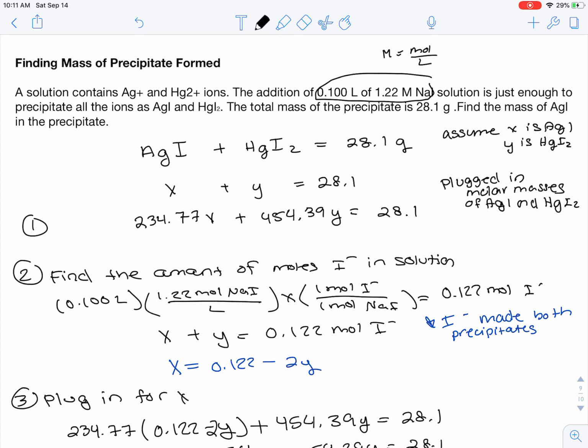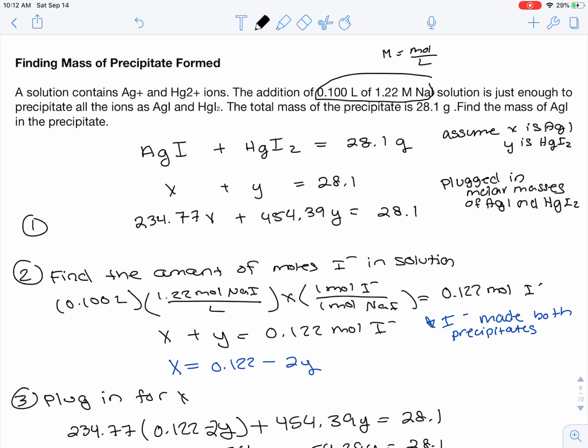So you're given that you have a total mass of 28.1, that is the total precipitate, and 2 precipitates formed, silver iodide and mercury 2 iodide. They formed because a solution that had these ions in them added 0.1 liters of 1.22 molar sodium iodide. So then you also know that you can find the moles of iodide, and that pertains to the moles of silver and mercury in the solution. So I set up an equation saying that the mass of silver iodide and mass of mercury 2 iodide is equal to the total mass. Keep it a little bit simpler. Said that X is silver iodide and Y is mercury 2 iodide. Knowing that you can use molar mass to find grams, I plugged in the molar masses since I don't know the mass of these 2 products.